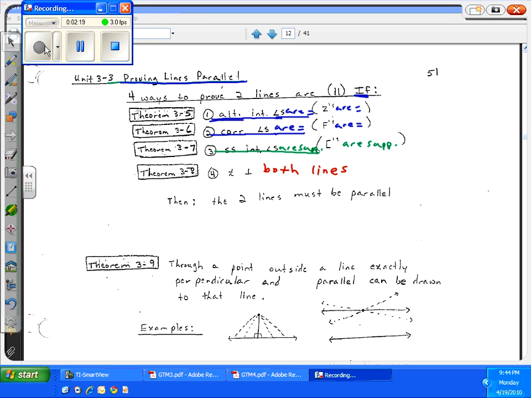So if alternate interior angles are equal, or if corresponding angles are equal, or if same side interior angles are supplementary, or if a transversal is perpendicular to both lines, then we could say that the two lines in question are parallel and use these things as the reason. Okay?